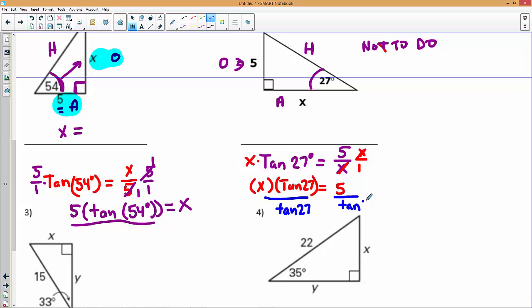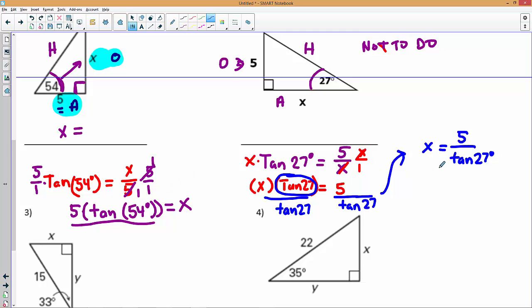Notice you can't divide by just tan. You can't divide by 27, right? This is all one thing. This is an expression. It's some decimal. But in your calculator, you'll see which decimal it is. And finally, this leads to x equals 5 over tangent of 27. Okay?